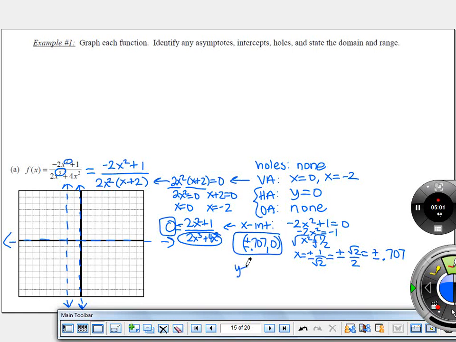And then we also need to find our y-intercept, which remember is found by taking our function and solving for y when we plug 0 in for x.